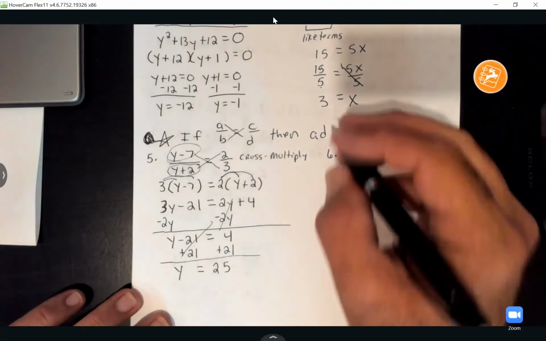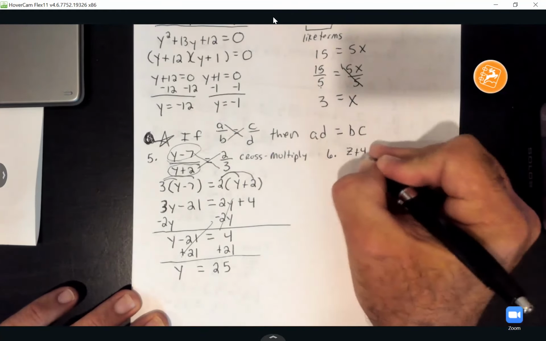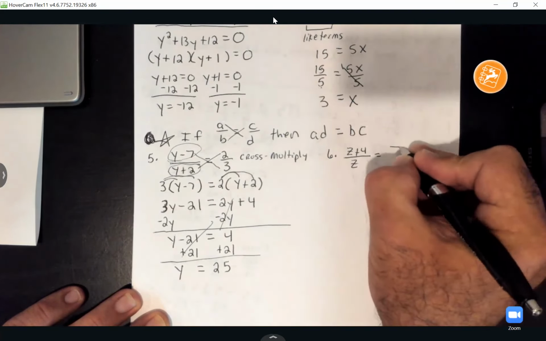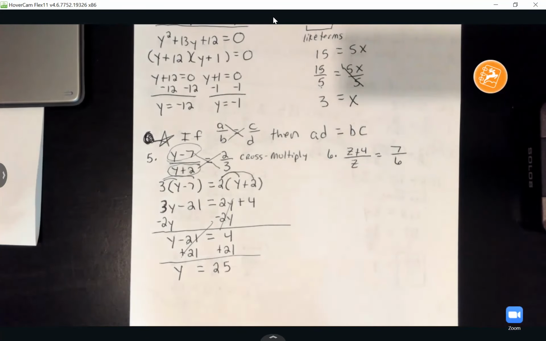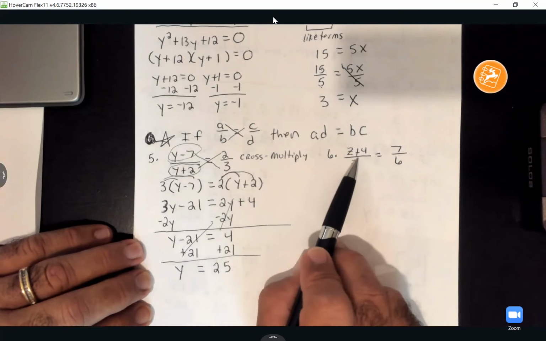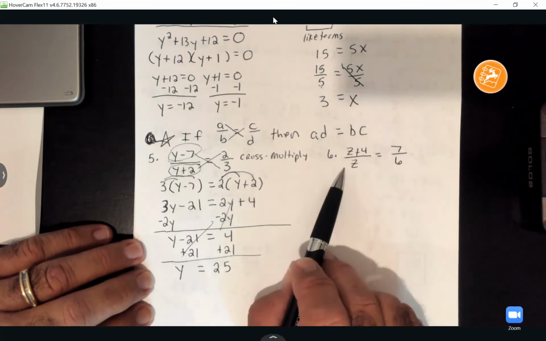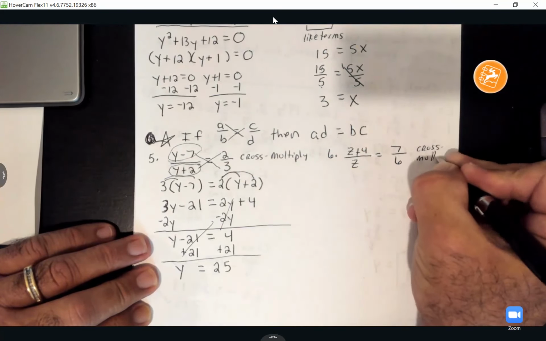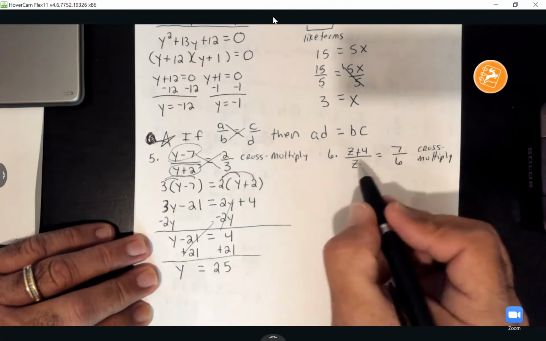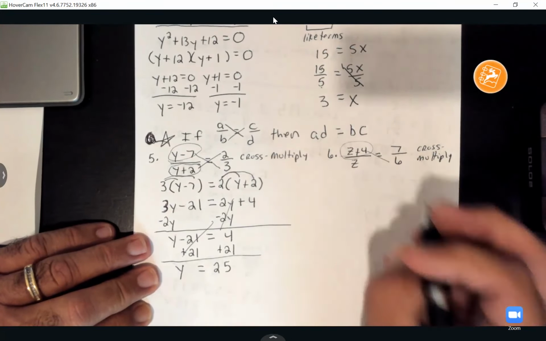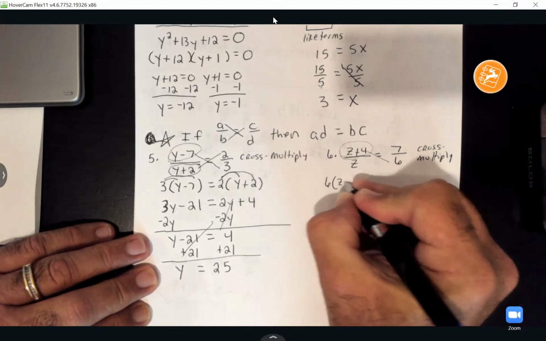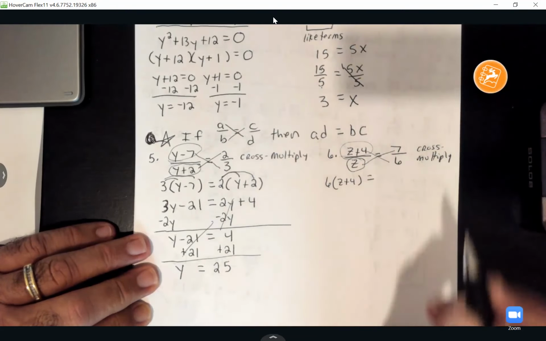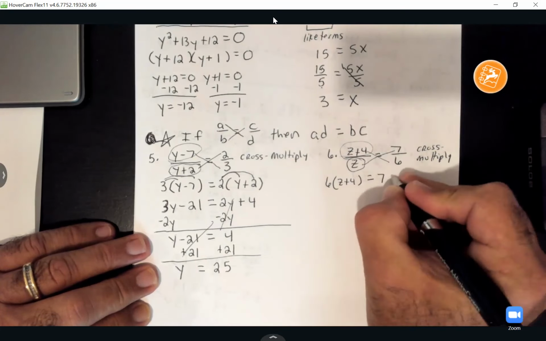So y'all, let's see, 6 here. (z + 4)/z equals 7/6. So once again, one fraction equal to one fraction, so we're going to cross multiply again. This z + 4 multiplies by the 6. So that's going to give me 6 times (z + 4). That's going to equal this z times that 7, which will just be 7z.